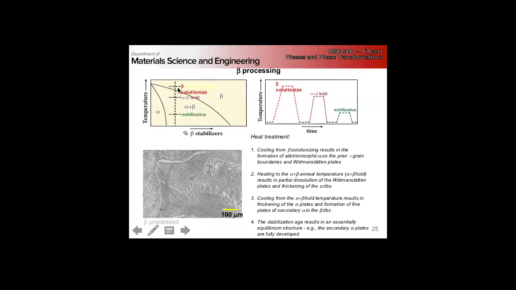Right. So up here we give it a beta solutionizing treatment, right? We cool down, right? So this is going to give us allotriomorphic alpha along the prior beta boundaries, and it's also going to give us Widmanstätten-like plates that grow into the grain.